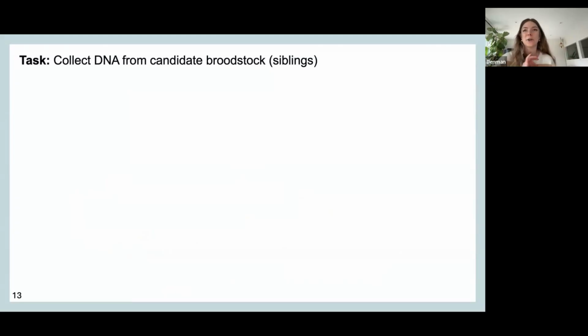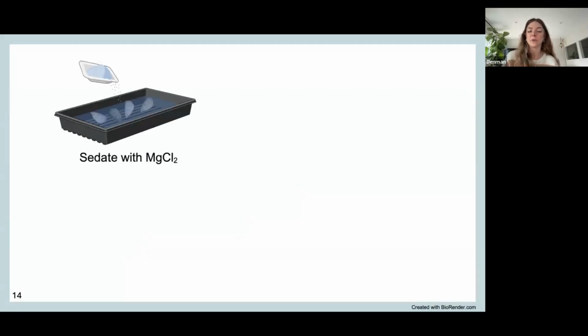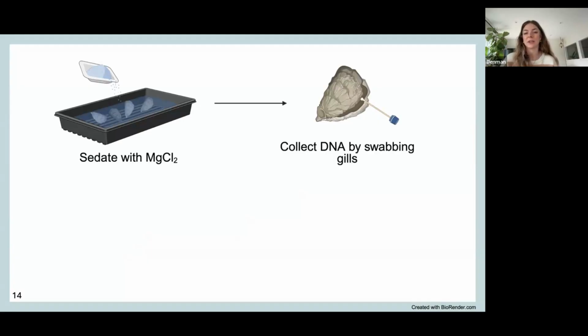Another issue with DNA sampling is that a lot of the time you take tissue and send the tissue off, but that process can be lethal. We wanted to keep these oysters alive so that we could breed them, so we needed to do it in a non-lethal way. How we did this is we took all of our oysters and sedated them with magnesium chloride, which is just Epsom salts. They get really drowsy, they let go of their adductor muscle, they open up, and we were able to collect their DNA by swabbing their gills very gently.